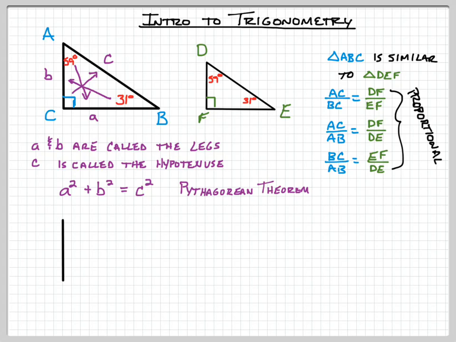Okay, so let's take a look at another triangle. I'm going to say this is just any right triangle. It may not have a measurement of 31 degrees.